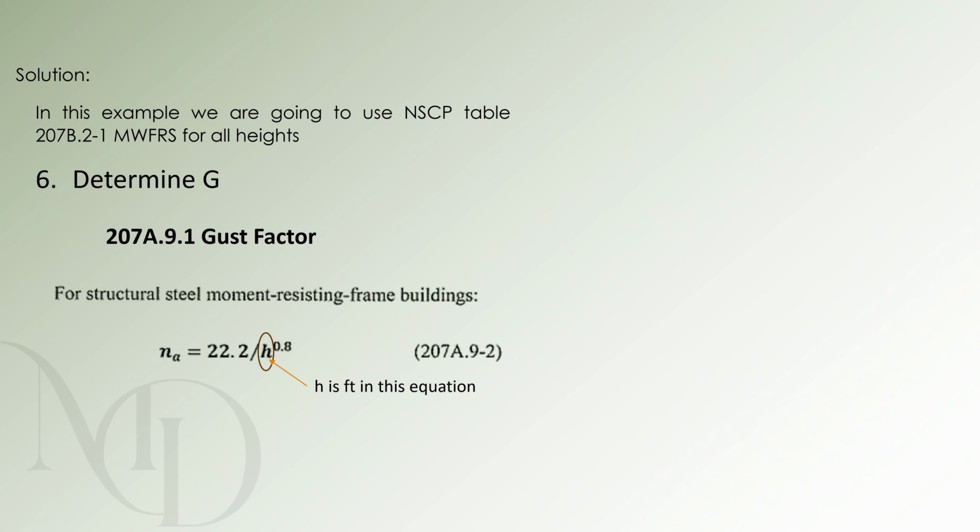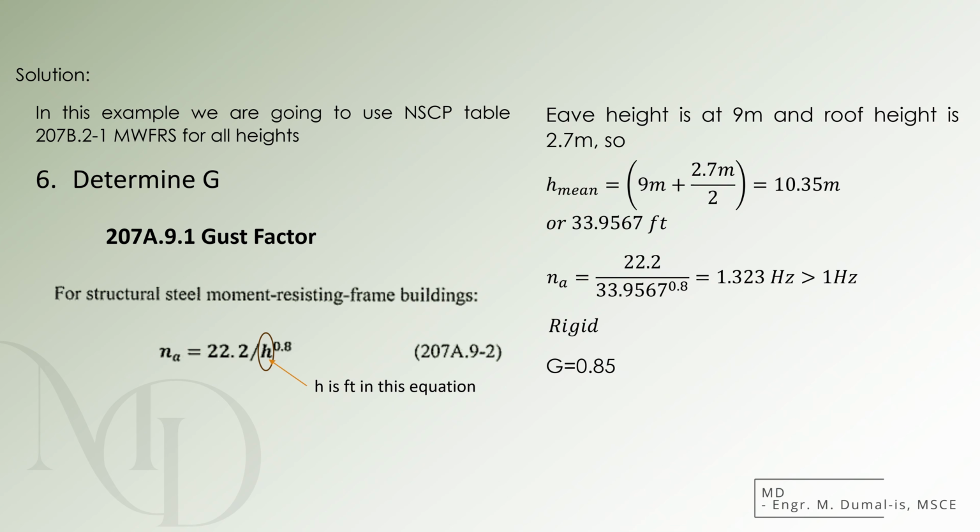As clarified in ASCE 7, the variable h in the formula is actually intended to be in feet, not in meters. This is the source of the typographical error carried into the NSCP draft. We convert the mean roof height of 10.35 meters, which is 33.96 feet. By converting the height into feet, which is the proper unit in the formula, the computed natural frequency becomes about 1.32 Hz. This value is still greater than 1 Hz, confirming that the structure is rigid and that the gust effect factor remains at 0.85.